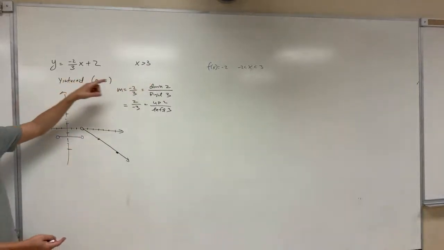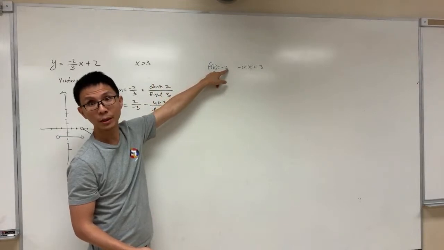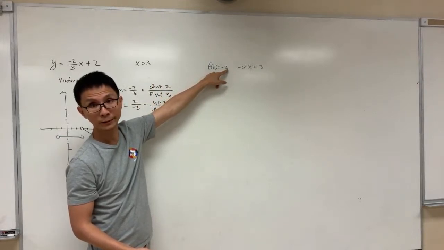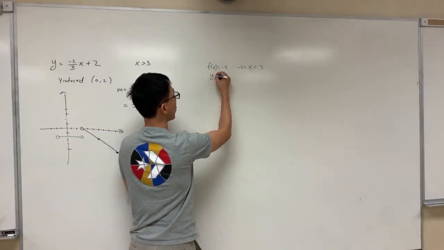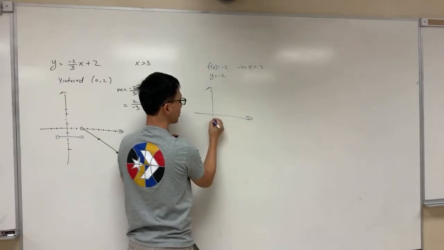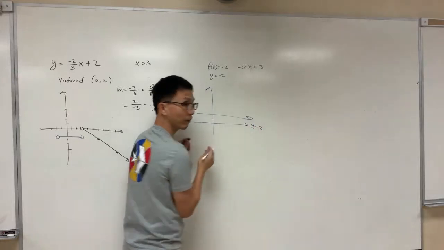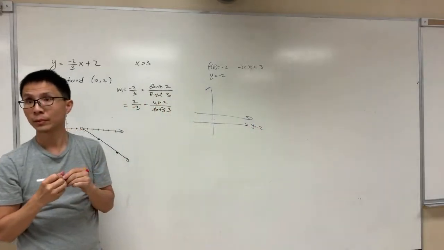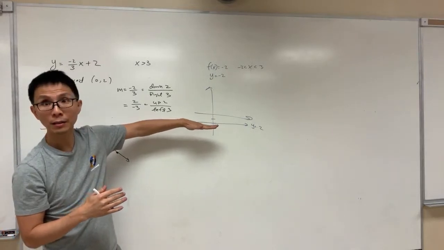Now I'm gonna grab a second function, f of x equal to -2. -2 is a horizontal line. So a lot of you guys don't know how to graph this. f of x is the same thing as y equal to -2. So that means 1, 2 is a horizontal line. This is y equal to -2. It just means the y value is always -2.